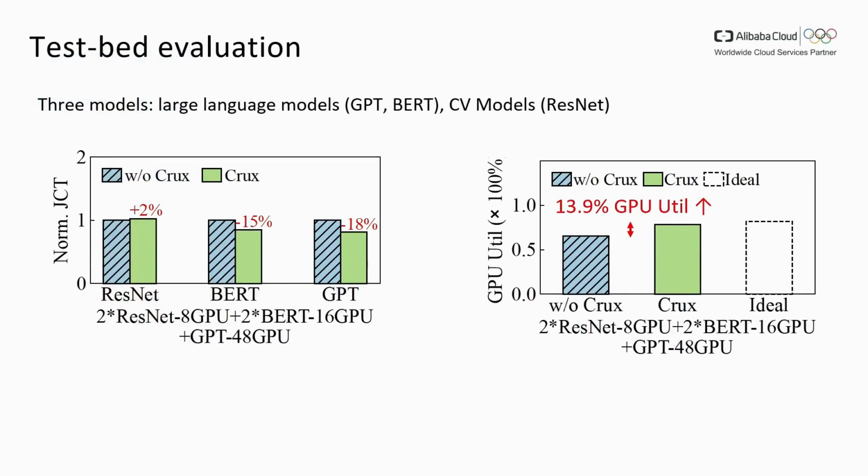Our testbed evaluation runs 3 models: ResNet, BERT, and GPT. The left figure shows the job completion time, JCT, for each job, with and without Crux. We can see that Crux prioritized high GPU intensity jobs like GPT and BERT, with a small performance reduction on ResNet. And the right figure shows that such scheduling brings up to 13.9% of GPU utilization.